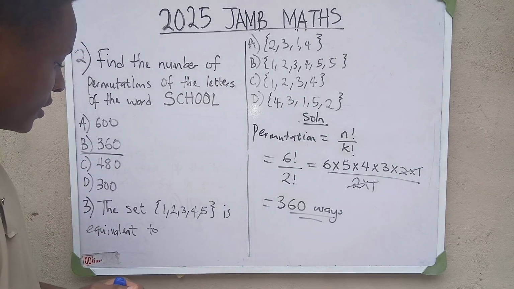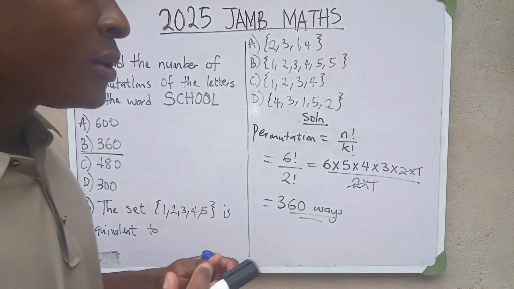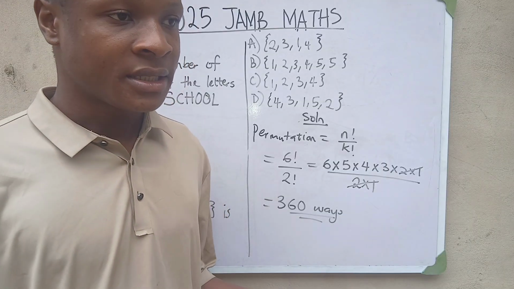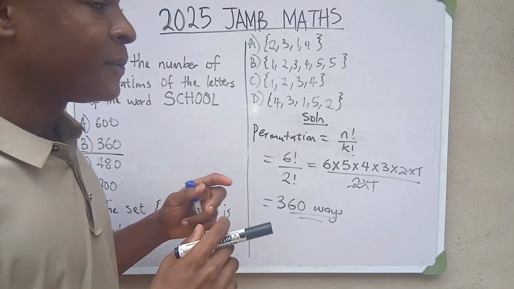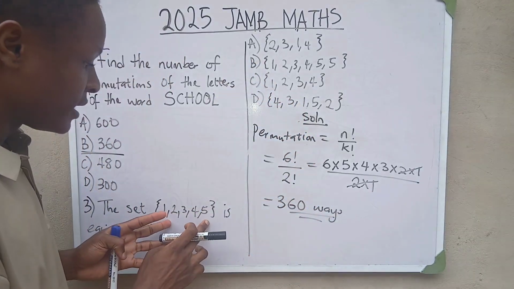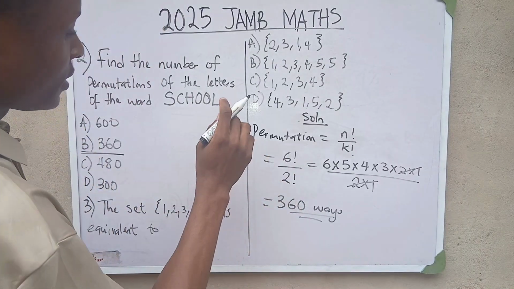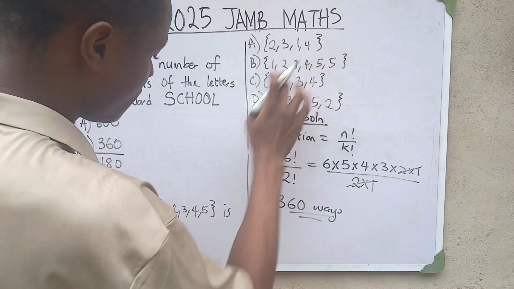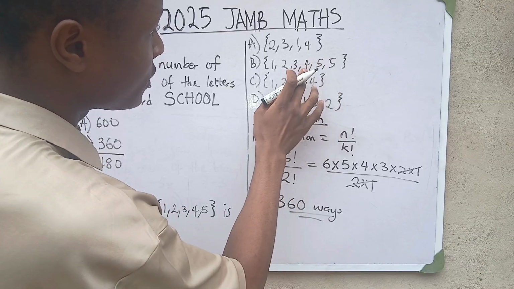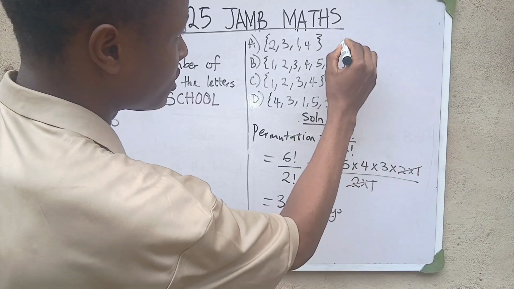Now the third question says the set 1, 2, 3, 4, 5 is equivalent to. When we talk about equivalent sets, they are sets that have the same number of elements. So let's check if the sets listed here have the same elements as this set. So we have 2, 3, 1, 4. 5 is not there. We have 1, 2, 3, 4, 5, 6, 5, 5. So all the elements are listed, but 5 appeared twice. So this is not it.